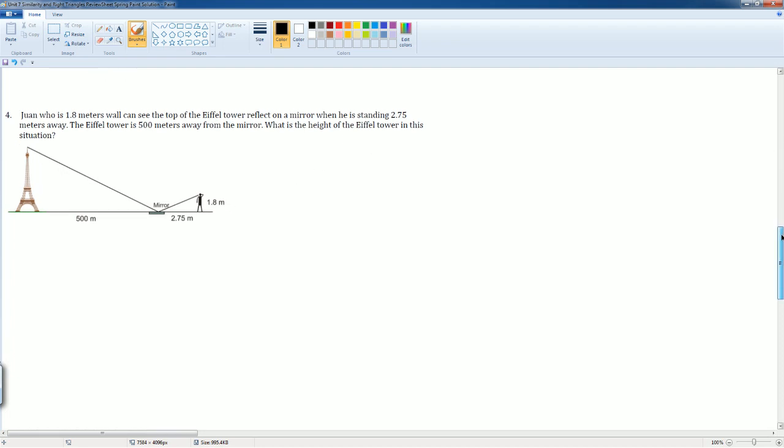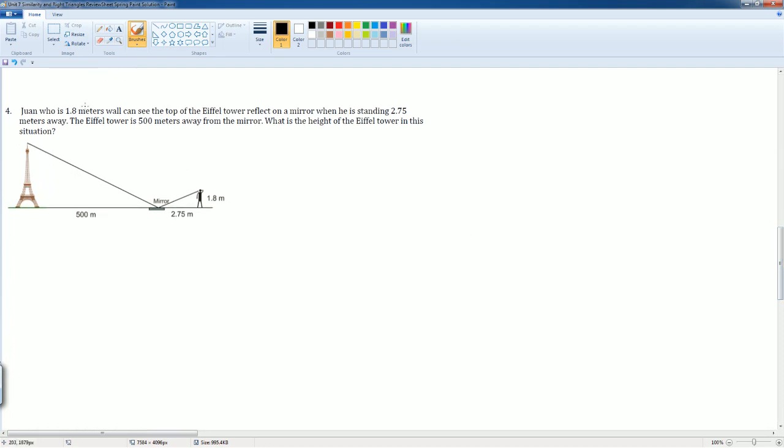Number 4 scenario is Juan, who is 1.8 meters tall, can see the top of the Eiffel Tower reflected on a mirror when he stands 2.75 meters away. The Eiffel Tower is 500 meters away from the mirror. What is the height of the Eiffel Tower in this situation?